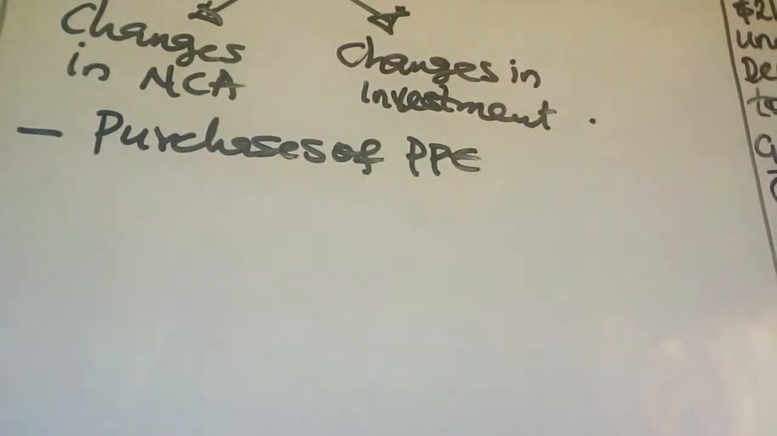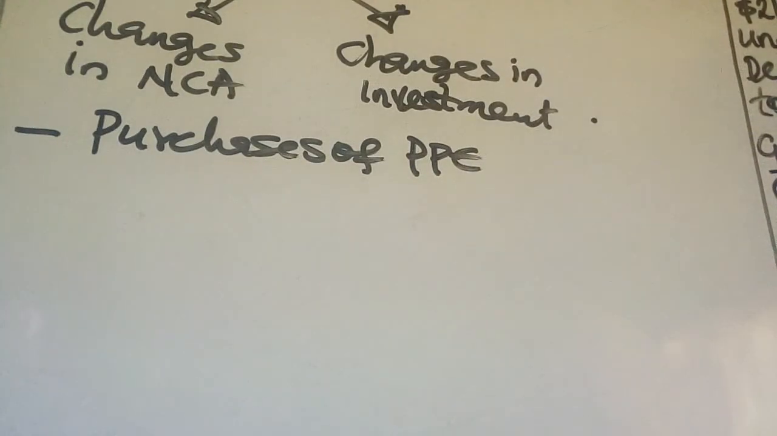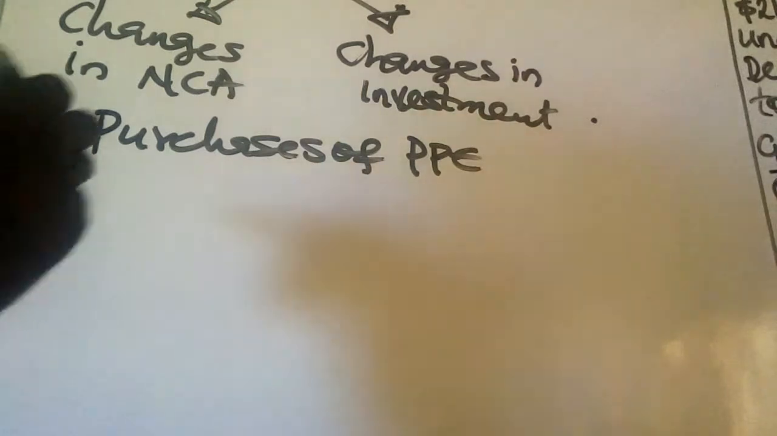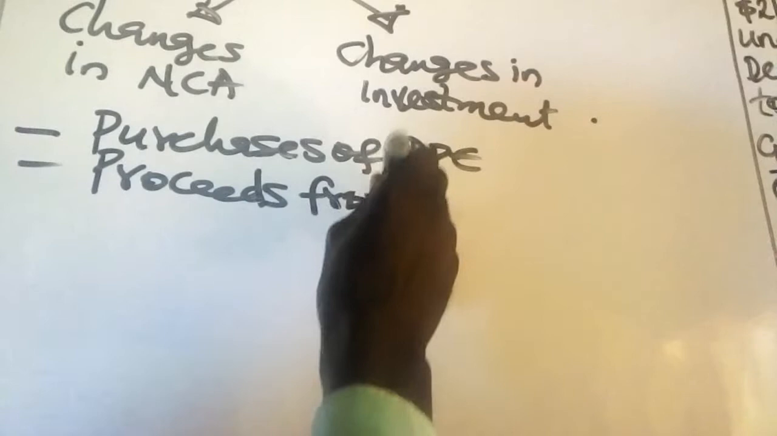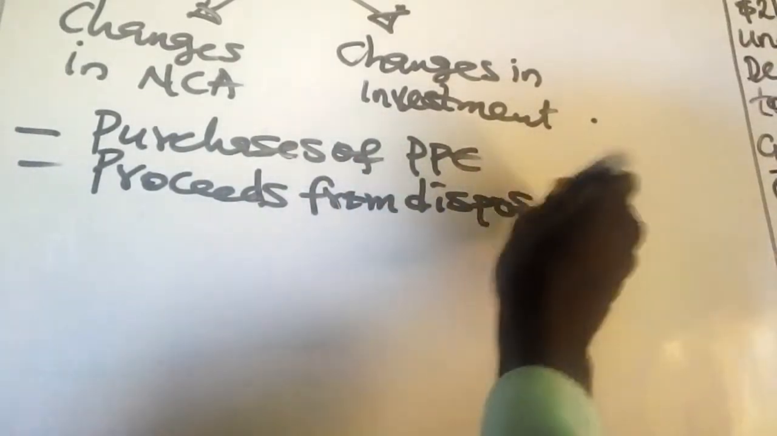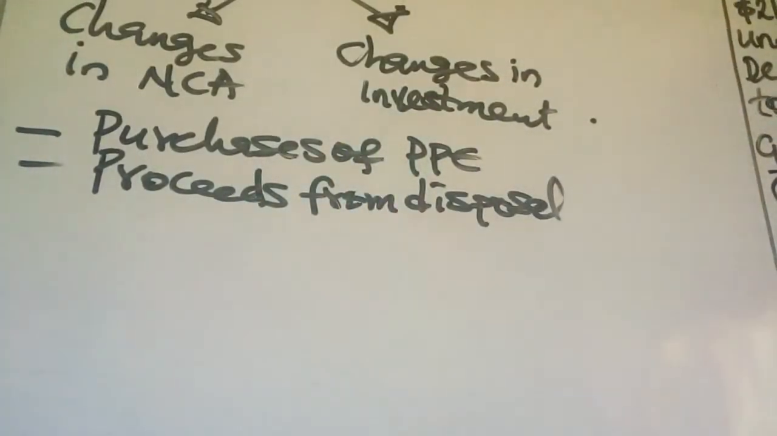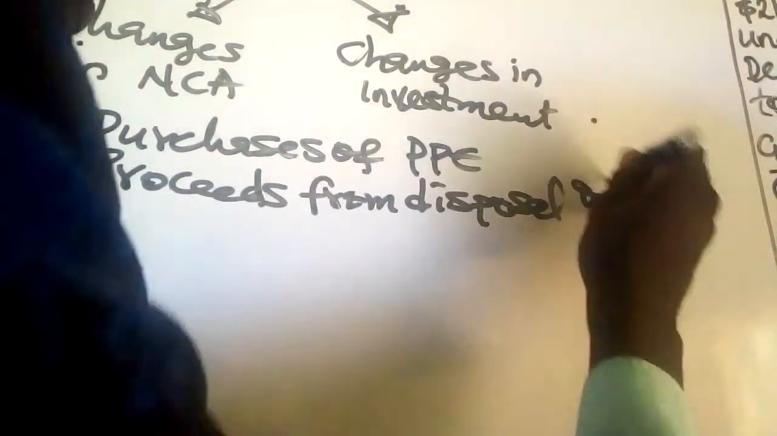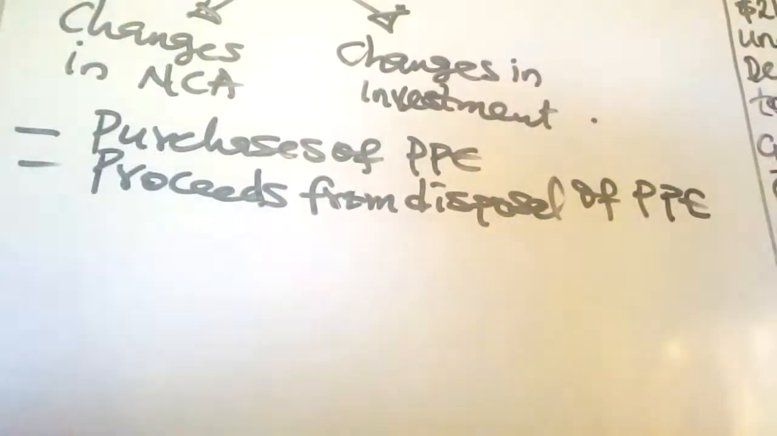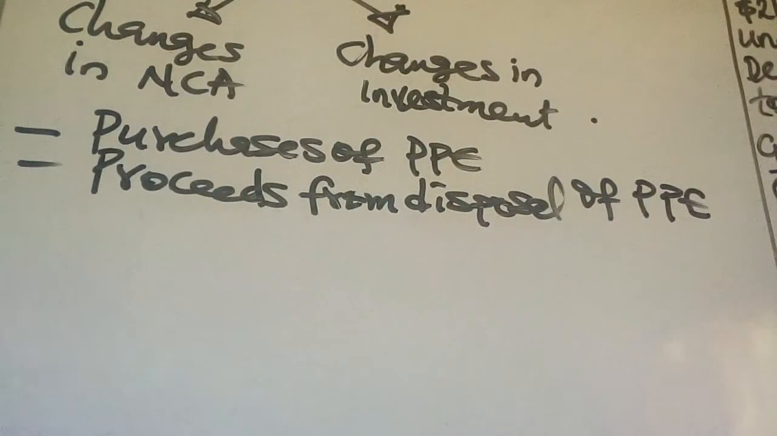When more property, plant and equipment is bought, the property, plant and equipment will increase. Where there is a disposal of non-current assets, the PPE will also change. Then you have the proceeds, which involve cash. Proceeds from disposal means the amount realized from the sales of PPE. Proceeds from disposal of property, plant and equipment is an investing activity.